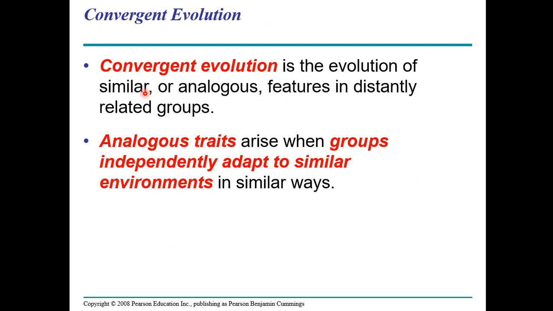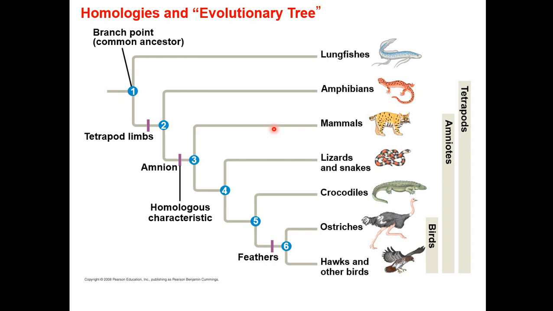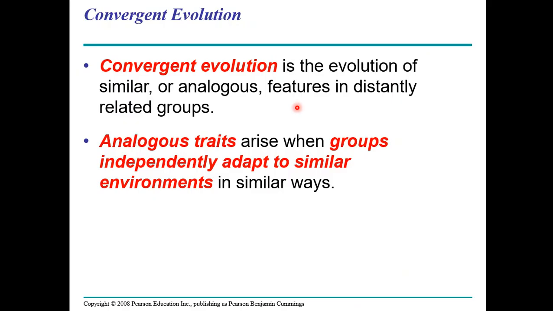So, meron tayong dalawang term dito. You call this convergent evolution, the evolution of similar or analogous features in distantly related groups. In this case, ano yung similar sa kanila? For number 2, lahat ng similar sa kanila is the presence of tetrapod limbs. Pag sinabing analogous, remember, when we are talking about anatomy, analogous pertains to same function but different structure. For example, yung whale flippers.